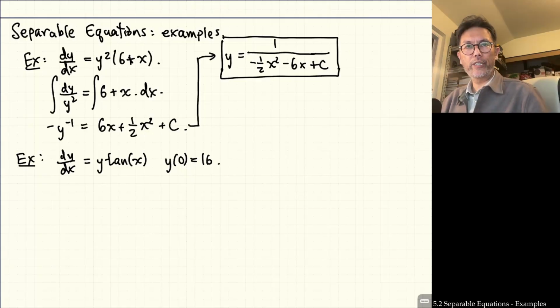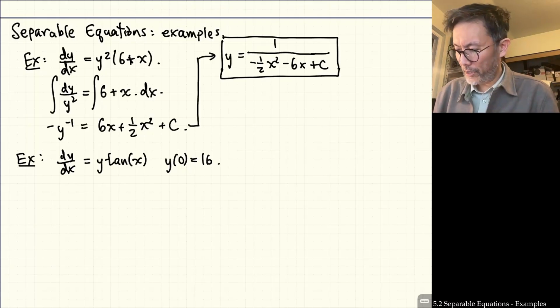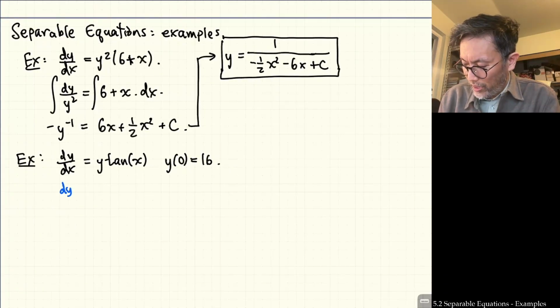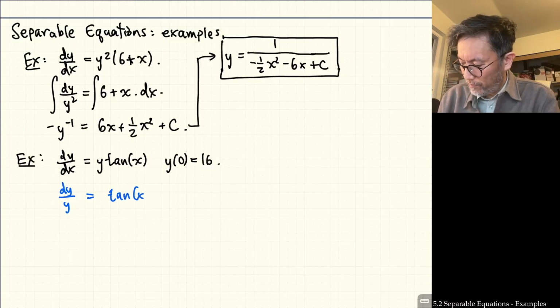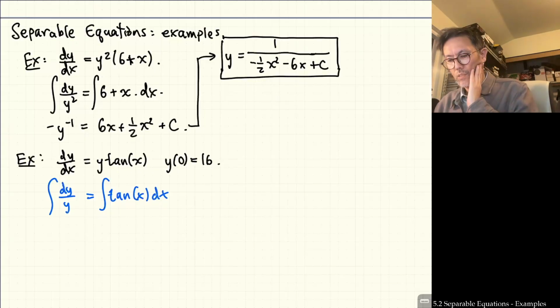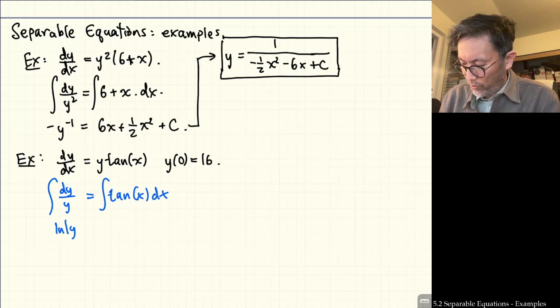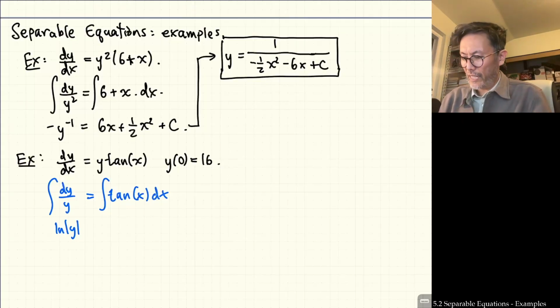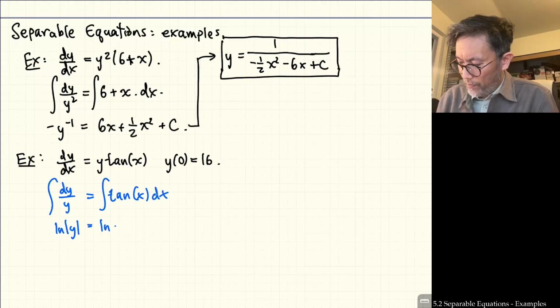Now what I'm going to do is separate variables. This is clearly a separable equation. Maybe I should use colors here. I'm going to separate the variables and then integrate both sides. So I have dy over y, and over on this side I have tangent x dx, and of course I'm going to integrate both sides of this. On this side I get the natural log of the absolute value of y. I'm going to suppress the plus c because I'm going to put it on the other side, and on this side I get the natural log of the absolute value of secant of x.